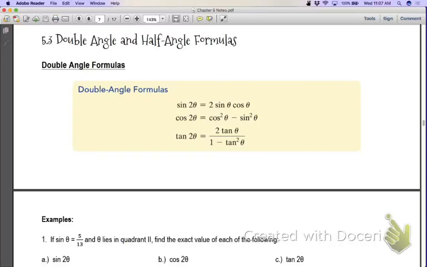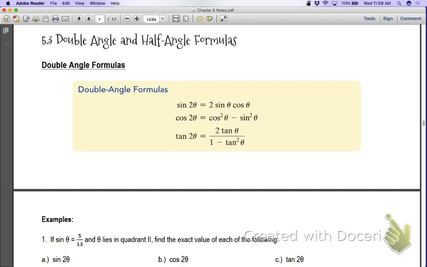All right, 5.3 we will split up into two parts. First part is we'll do double angles today. We'll do half angles then the following day. So whenever we talk about double angles, we have double angle formulas for sine, cosine, and tangent.